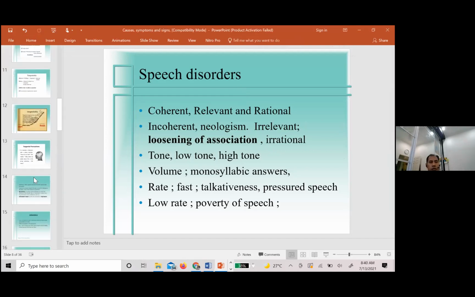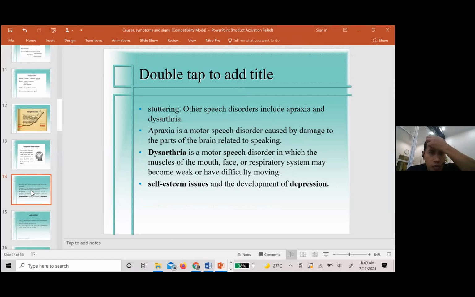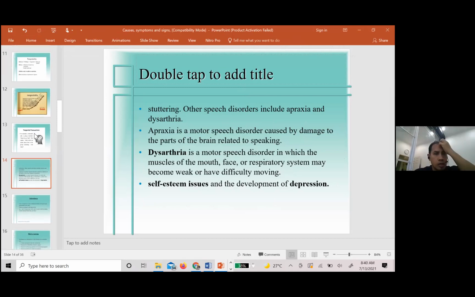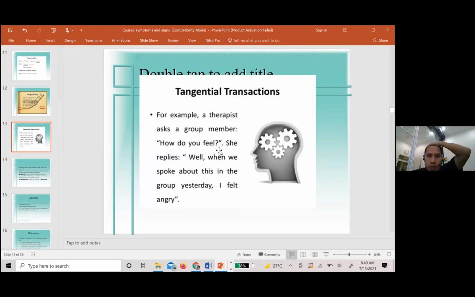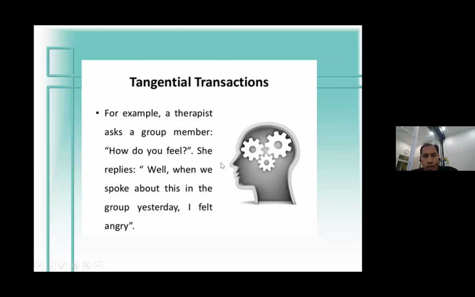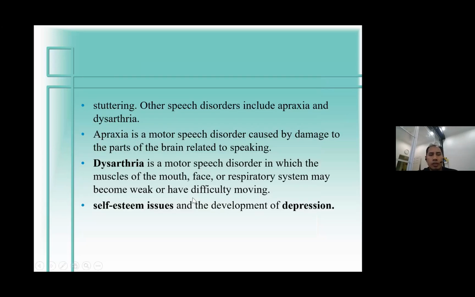Since I mentioned loosening of association just now, do you understand this example? The person is talking about the topic, about the feeling, but she is talking about something else, only slightly related to the topic. Okay, that's an example.